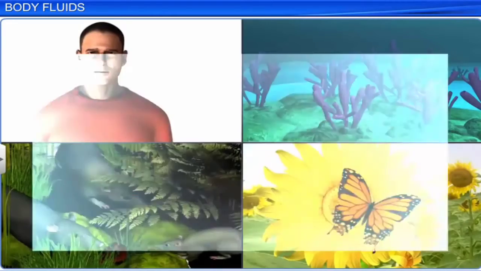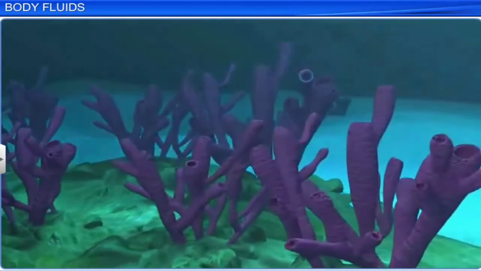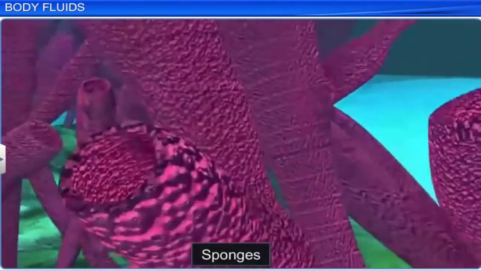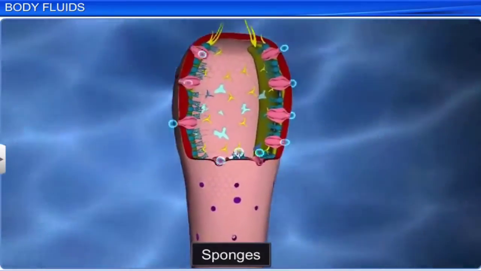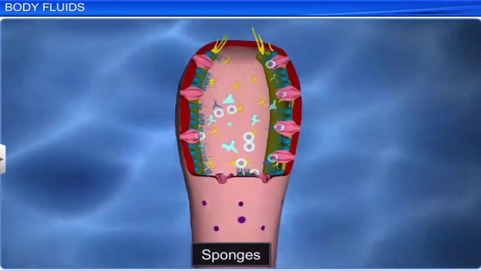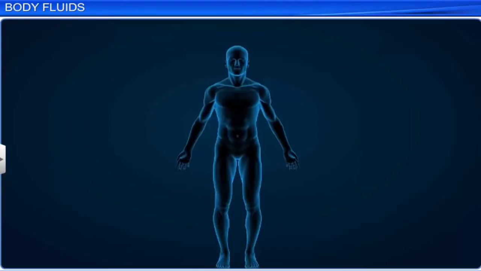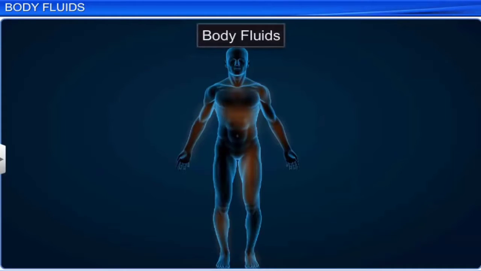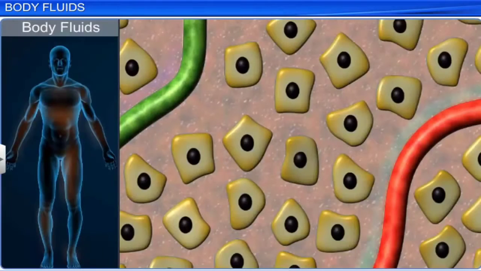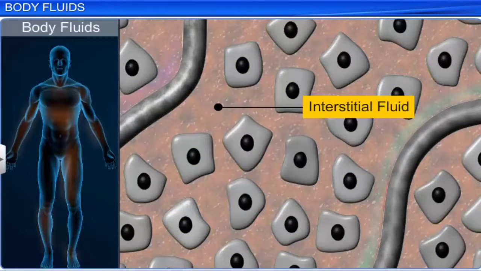This process of supply and removal is carried out by simple organisms like sponges by allowing water to flow through their body cavities. It is also carried out by complex organisms like humans through a special medium called body fluids that circulate these substances throughout the body. Body fluids include blood, interstitial fluid, and lymph.